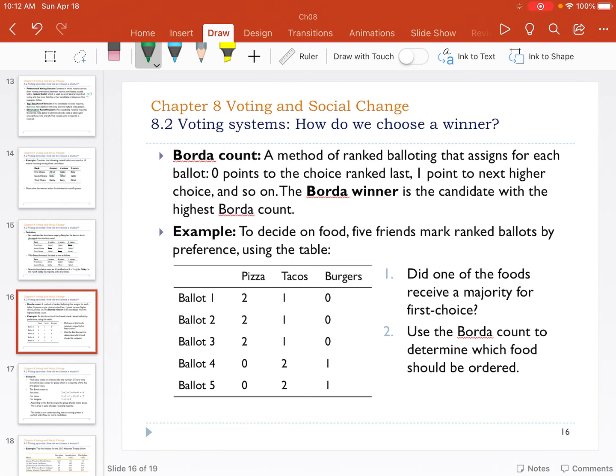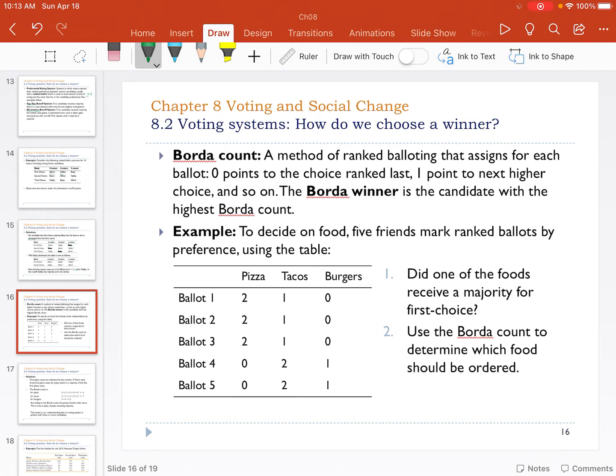Let's go over to what's called the Borda count. Our first choice loses. That's an interesting way to put it. And they have this item talking about, let's see, yeah, we'll save that one for later. Yeah, we'll do that later.